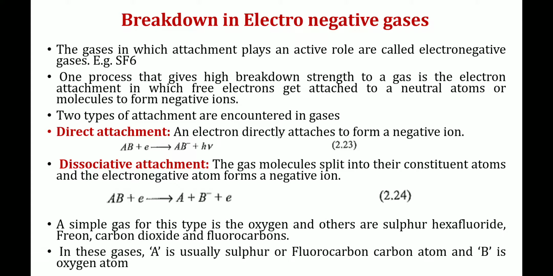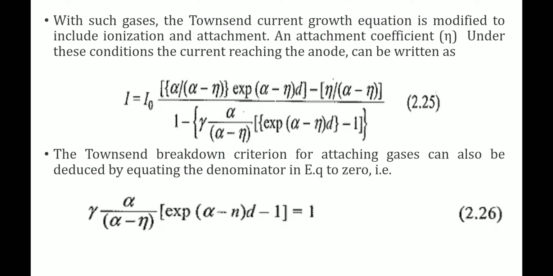See here, first we should be very clear about what electronegative gases are. Before this, how does the gas become electronegative? When we say the gas is of an electronegative type, a very important process called the electron attachment process is involved, which we have already discussed in the previous session, right?